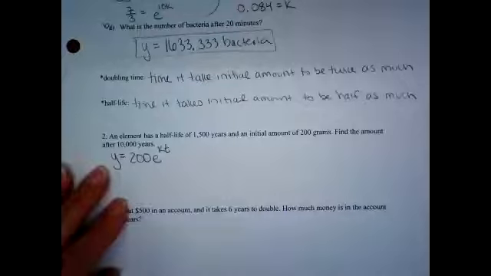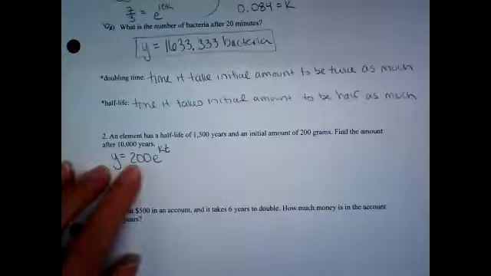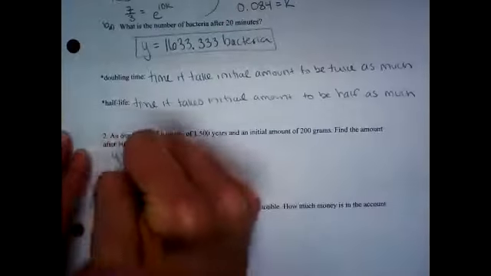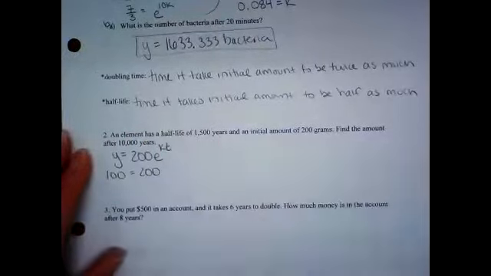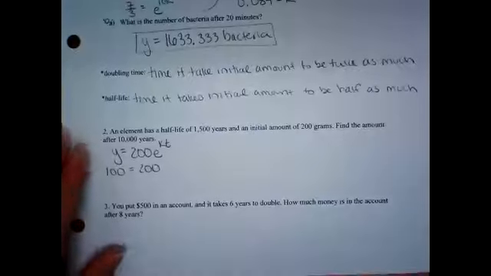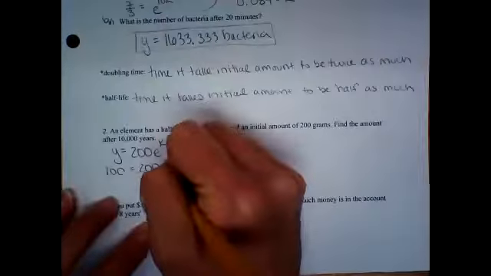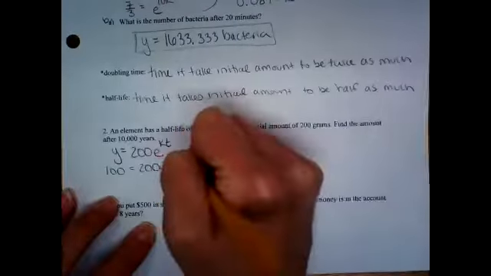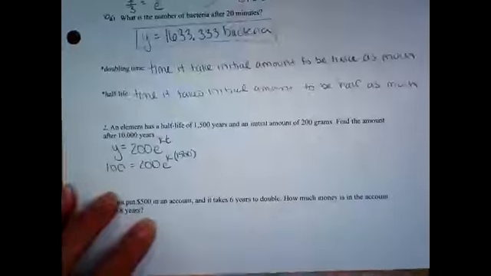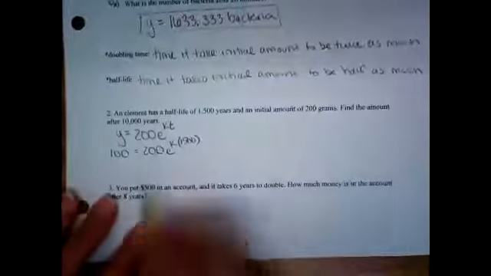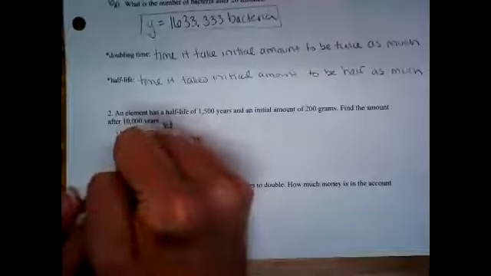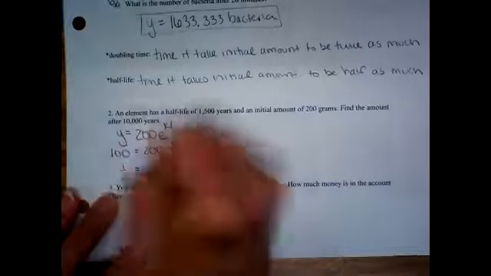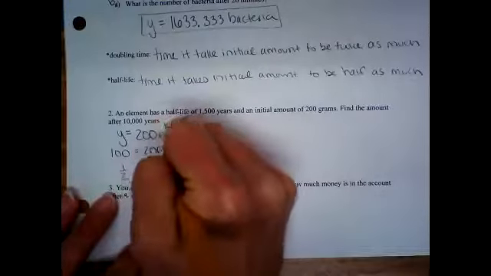So hey guys, if you start with 200 and it's half as much, what do you end up with? 100. Okay, so even though it doesn't say it in the problem, we need to realize that 100 equals 200 e to the power k times, what was the half-life? 1,500. And then we're going to solve for k. So divide over the 200, you get a half. Oh my gosh, the half-life is crazy. All right, a half equals e to the power 1500k.